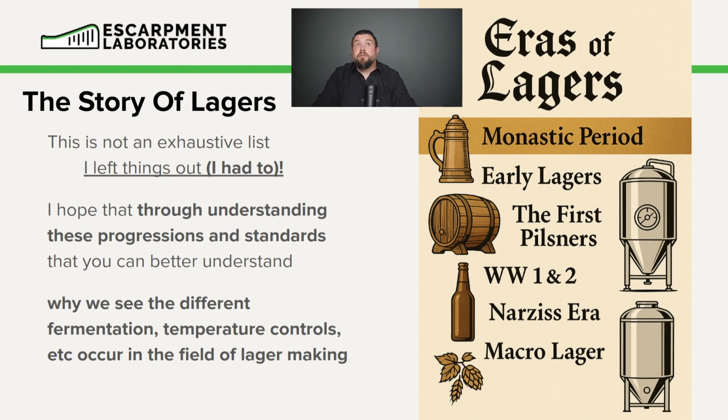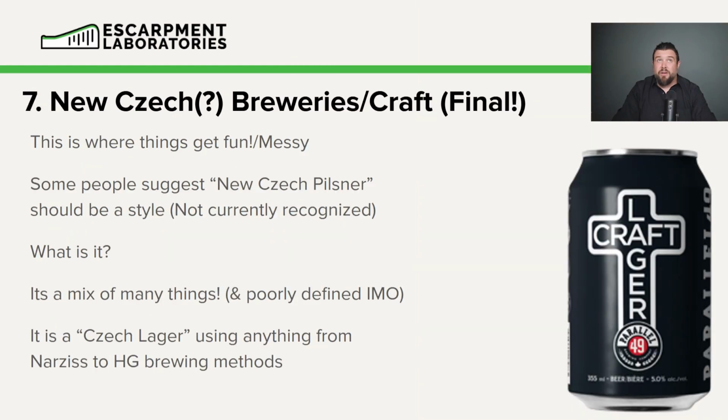I hope that through understanding these progressions, these standards evolutions, that you understand why these different things are there, what's been birthed out of necessity, and what's actually there to increase the product's quality. That if you're trying to make certain styles of beer, you're not going to all have the same techniques, and that these techniques are always changing and evolving, always.